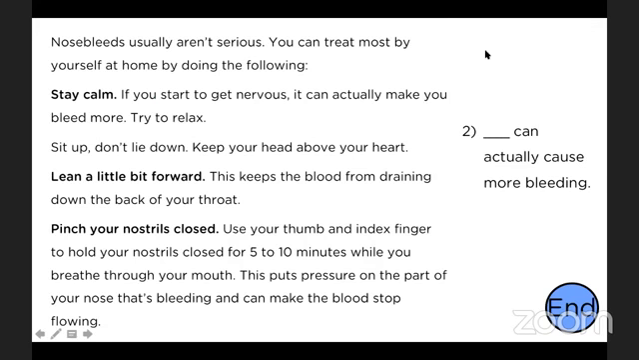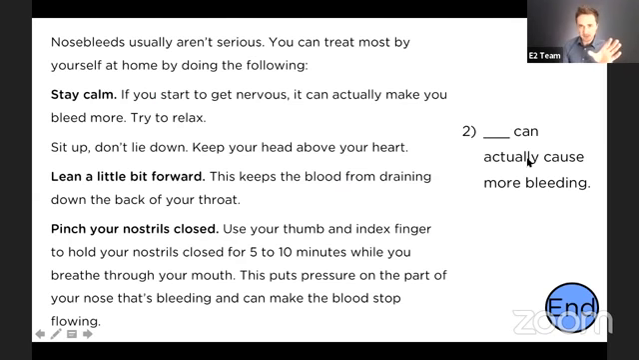Let's have a look at that chat. Interesting. Okay. Let's just think about this for a second. Let's read the summary. We read the sentence in the summary. There's a gap. Something can actually cause more bleeding. We need a noun. A thing, something. So we look over here.